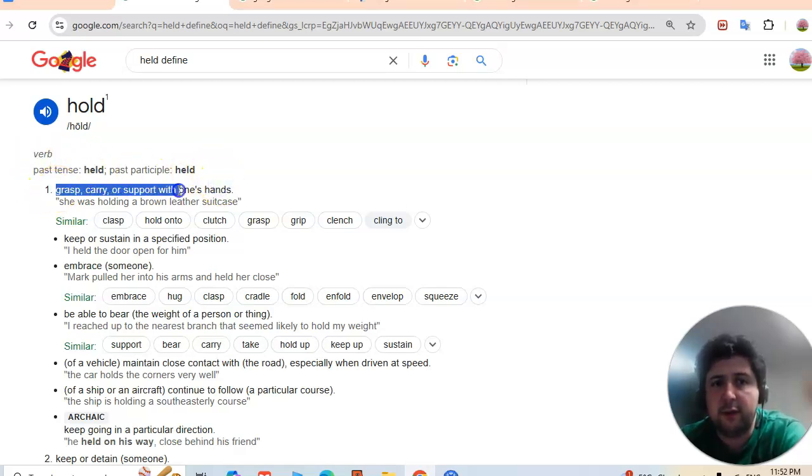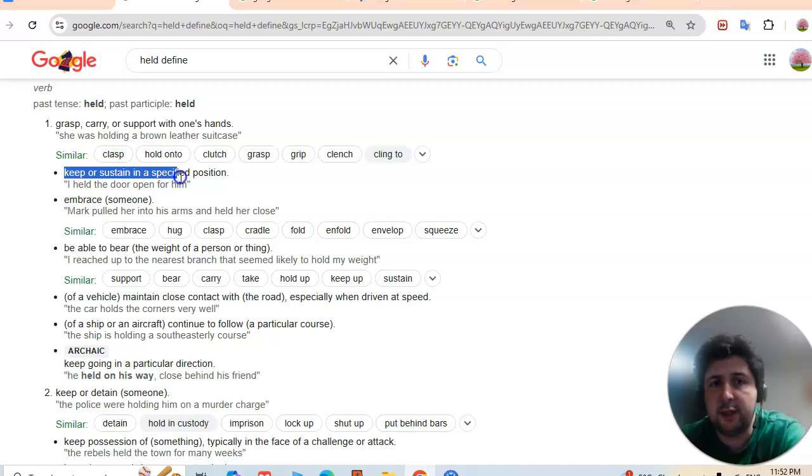Define: to grasp, carry, or support with one's hands. For example, "She was holding a brown leather suitcase," and you have synonyms. And then you have: keep or sustain in a specified position. "I held the door open for him." Or to embrace someone, and synonyms.